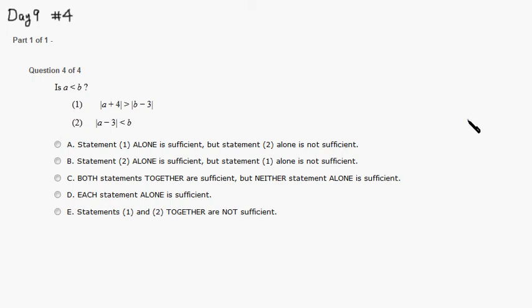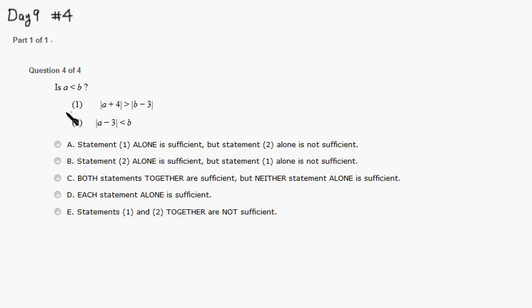Okay, let's go over day 9, number 4, right? So we want to see if these two conditions are sufficient to answer this question. Is A less than B? All right. So probably the easiest way to approach this problem is that we try some simple numbers and see if it works out.